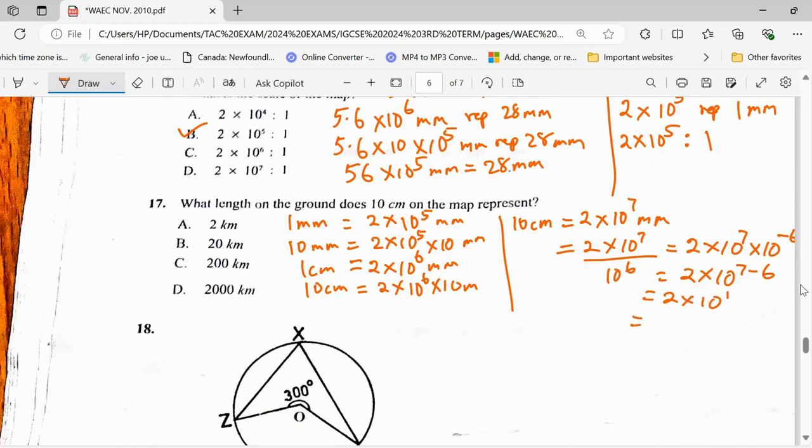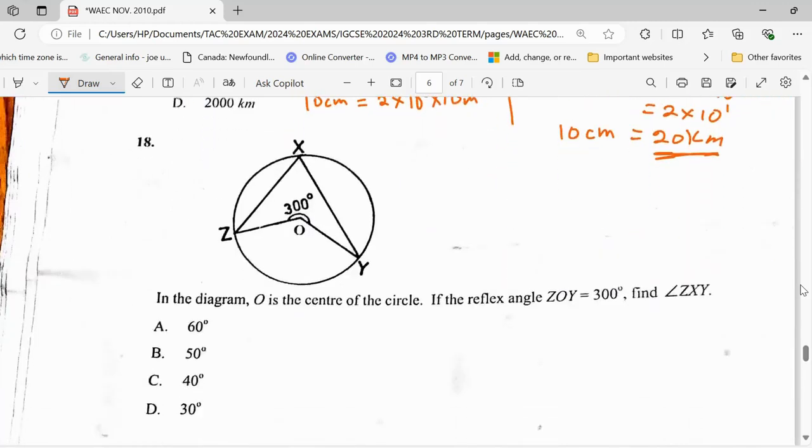And 2 times 10 raised to the power 1 is 20 kilometers. That means 10 centimeters on the map represents an object with a length of 20 kilometers in real life, which is option B. Let's proceed to question number 18.